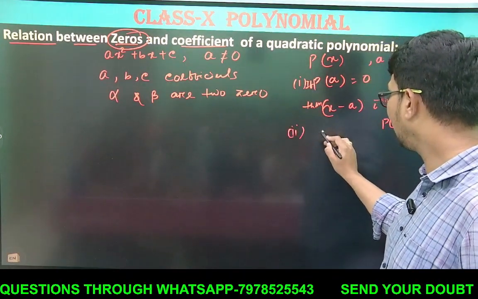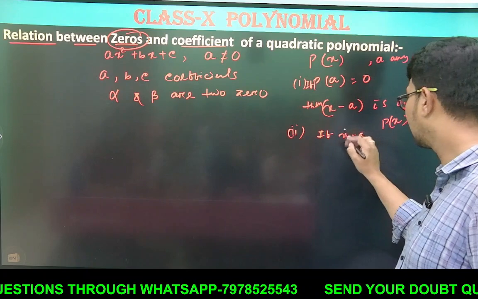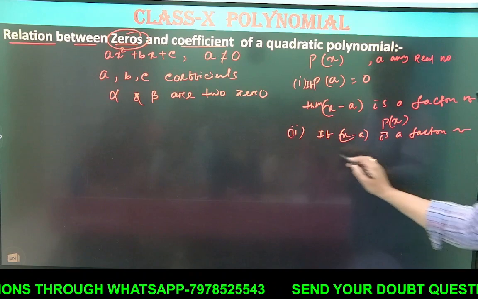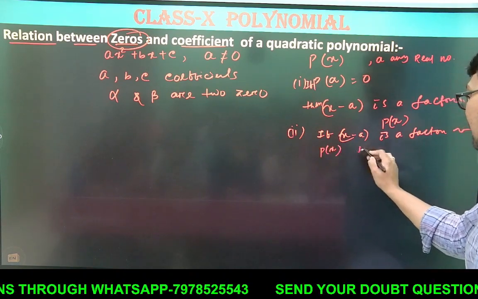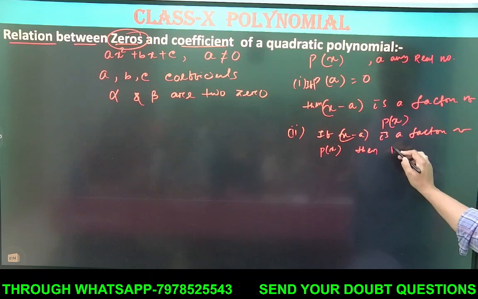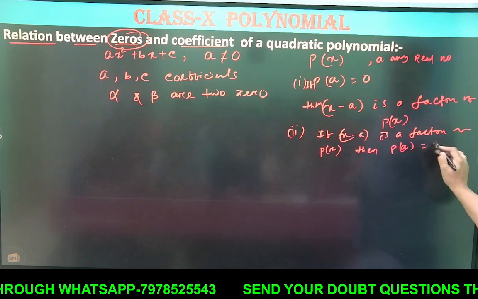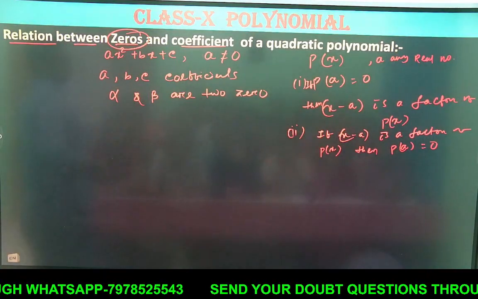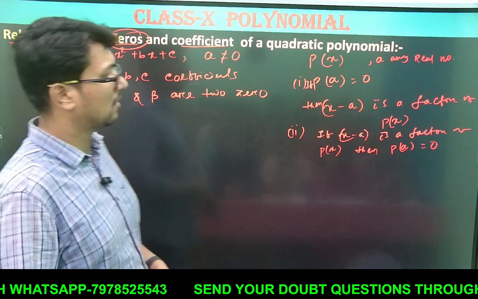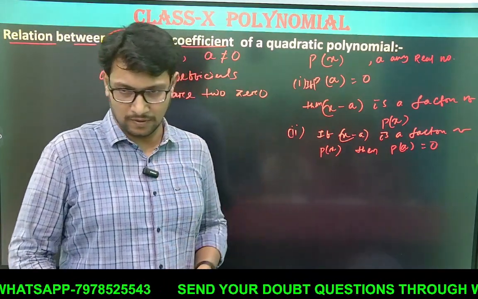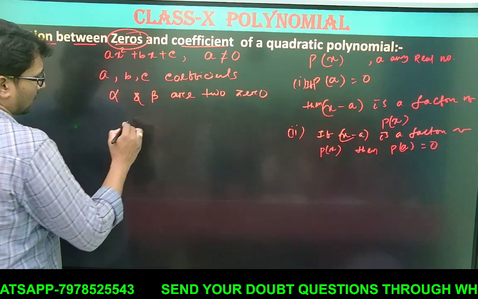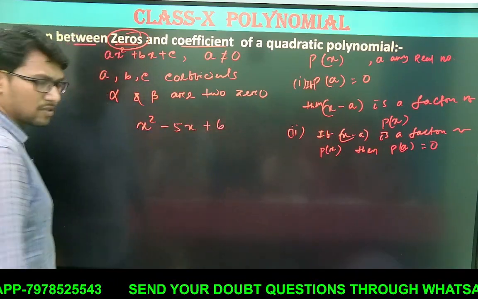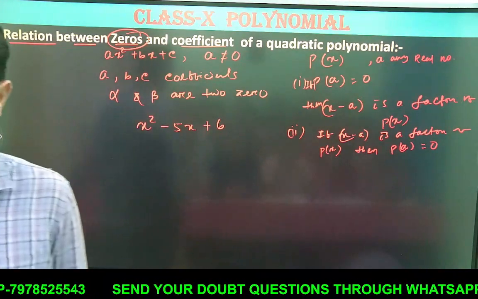If x minus a is a factor of p of x, then p of a equals 0. Look carefully, we discussed these two theorems in class 9. Understood or not? For example, x square minus 5x plus 6, we discussed this question that day.